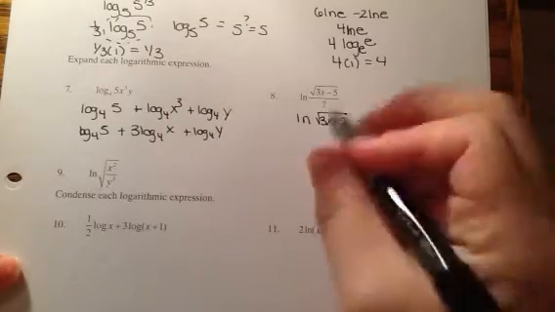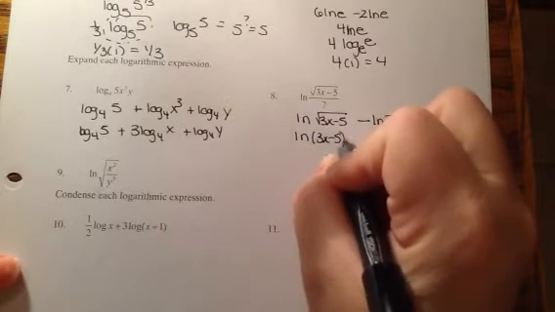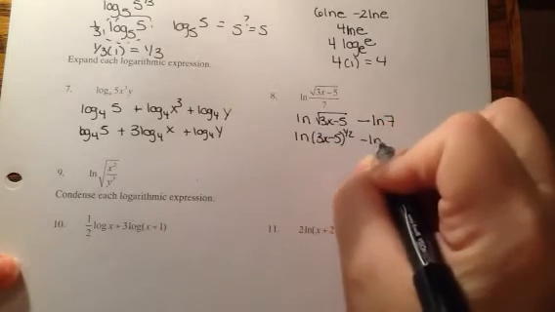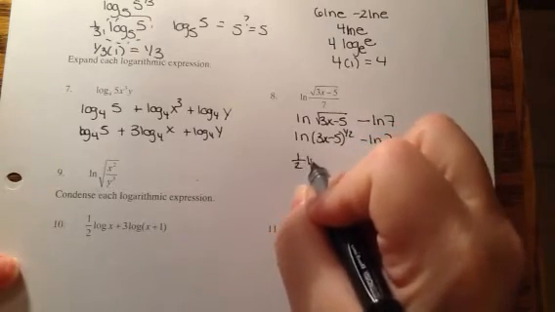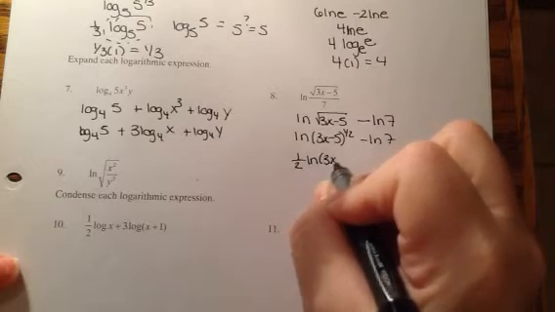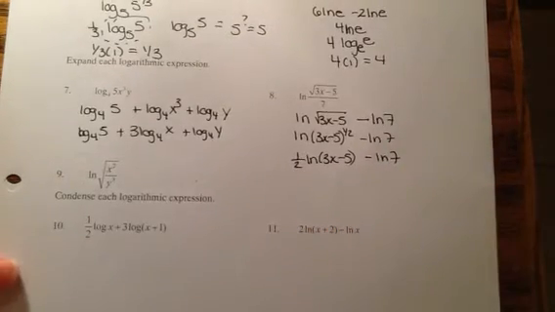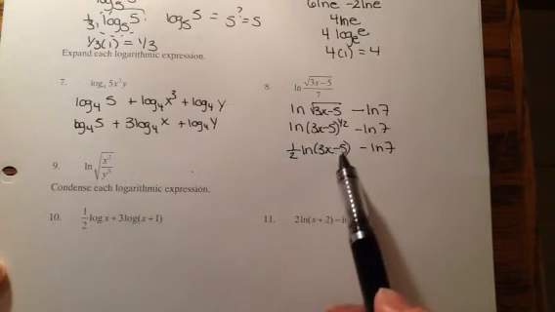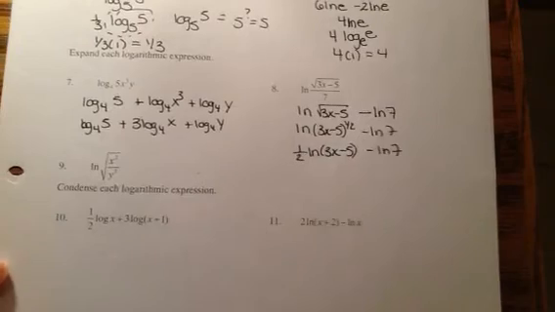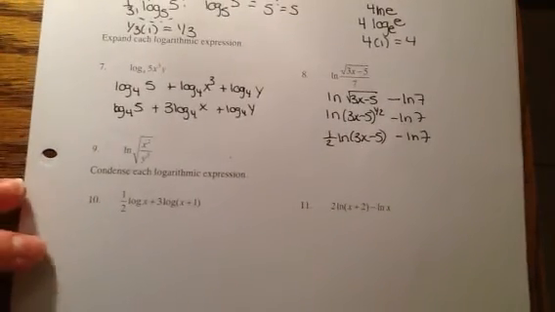I can rewrite the square root as the 1/2 power, so, and then I can drop the 1/2 in front. Make sure you note on number 8, I had to keep the parentheses the whole time because this 1/2 or the square root belongs to all of the 3x minus 5. So you have to keep parentheses around it so it stays together.